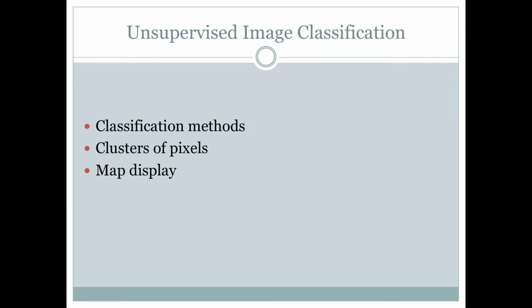So one approach to image classification is unsupervised image classification. This simply uses a classification method. It looks for some sort of clustering of the pixels. It assigns categories or classes to those pixels, and then it puts those on the map display.